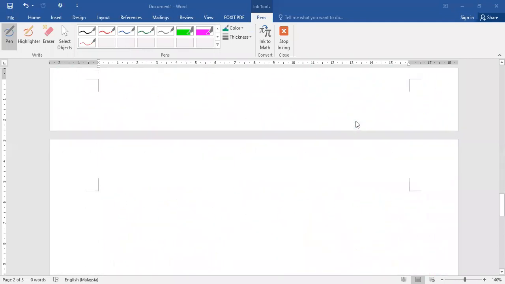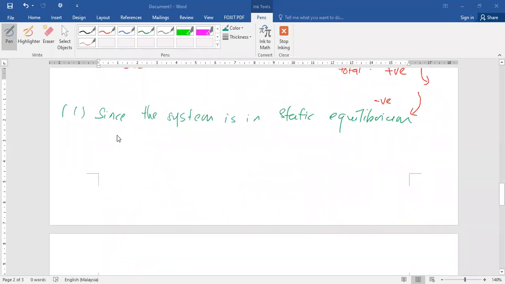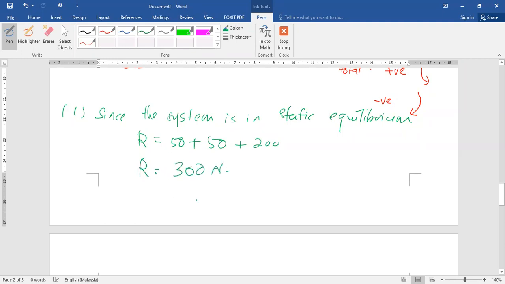So this means that the total upward force R is equal to 50 Newton plus 50 Newton plus 200 Newton. So R will be equal to 300 Newton. As a result, the normal reaction R is equal to 300 Newton.